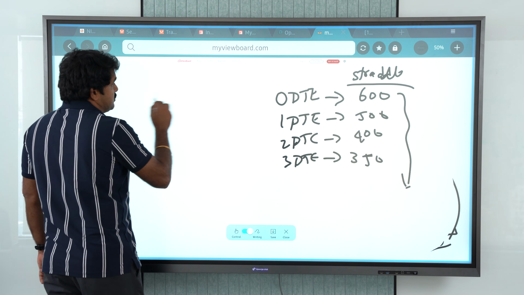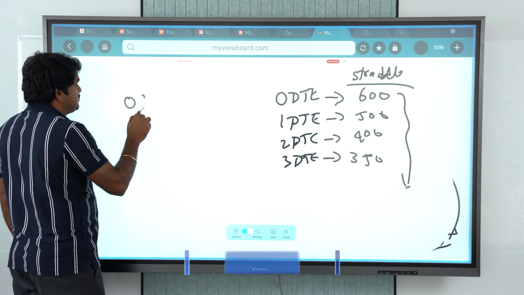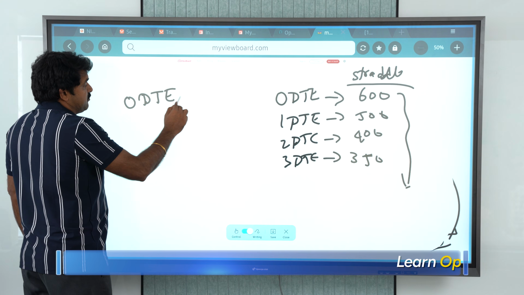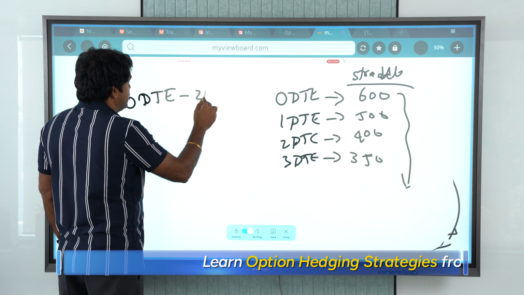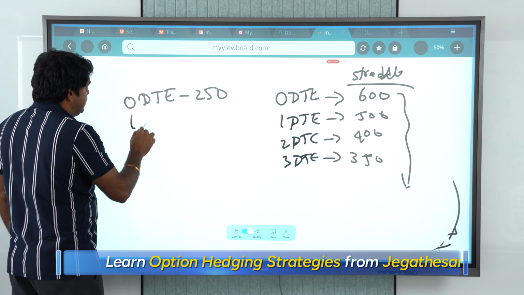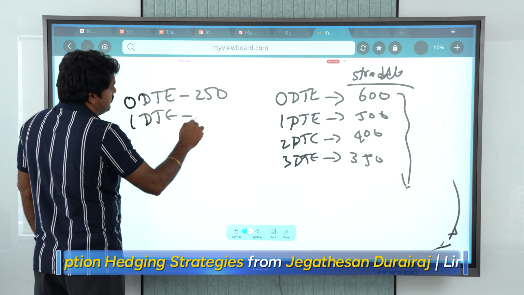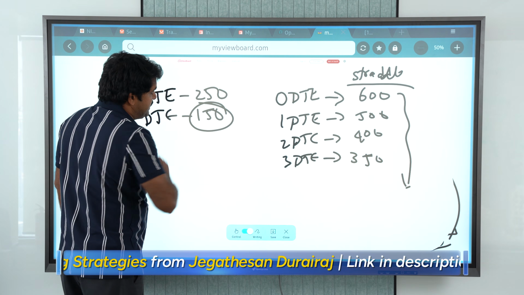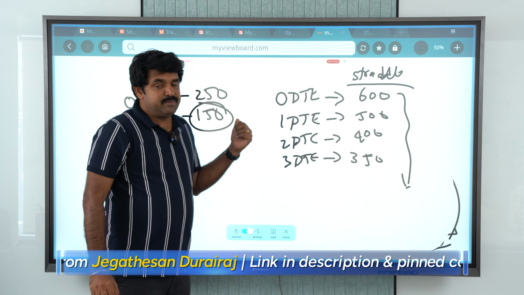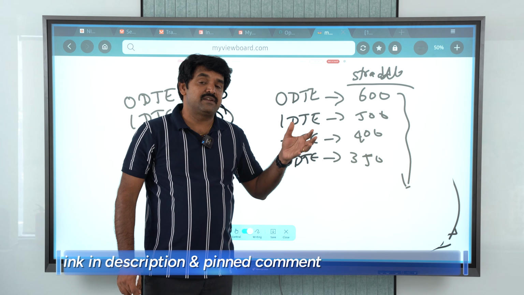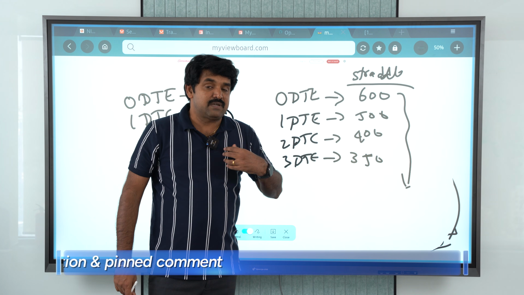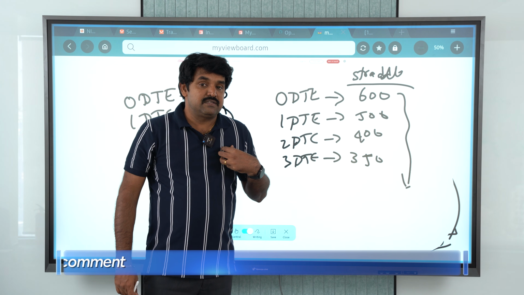And if you look at the short strangle, the average profit per day, someday you make profit, someday you make loss, is 250. Then for 1 DTE, it will come to 150. As I said, you cannot afford the slippages or the hedging cost at 150. The only advantage I see in a short strangle is the high win rate.